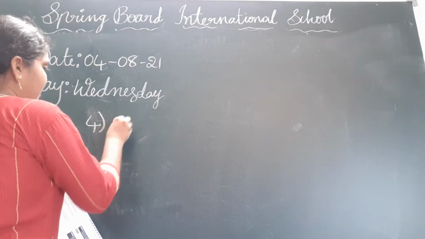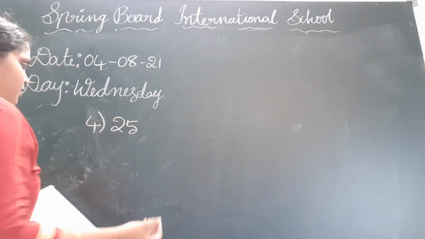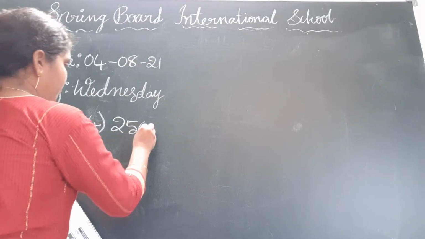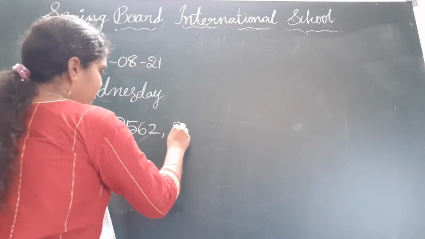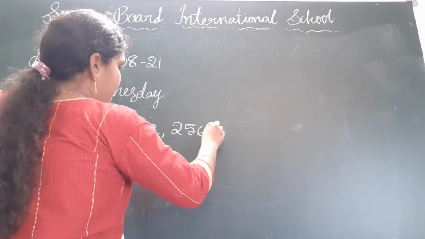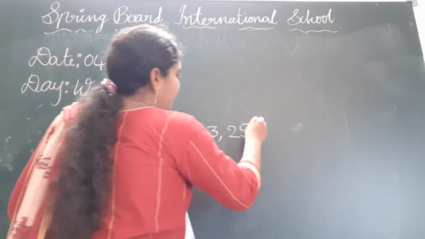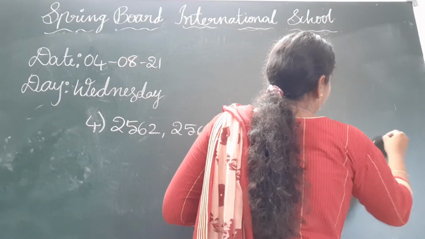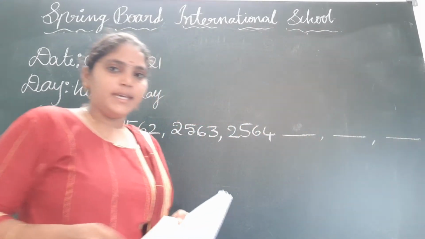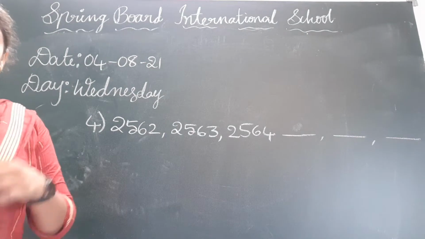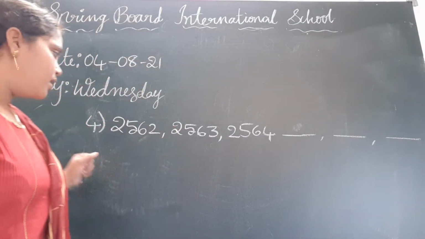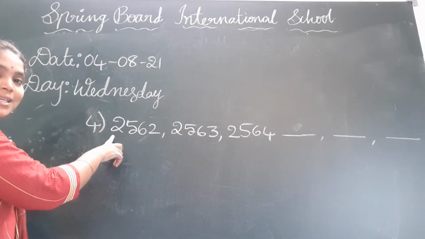So here, what are the numbers given here? You have to check it, children, and then you have to complete the pattern. 2562, 2563, 2564, and you have to complete the remaining 3 numbers of the pattern. Yes, first check it, children, which place of the digit is changing. First, read these numbers.